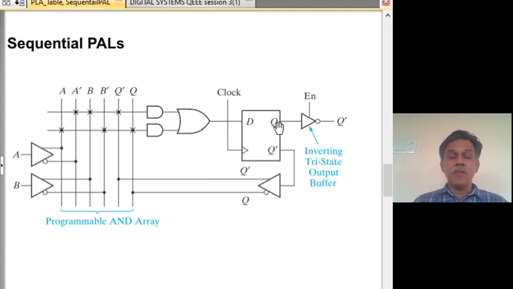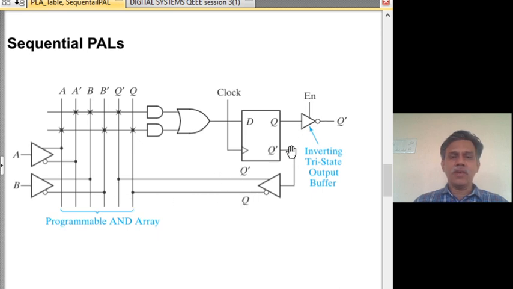So, if we may require A or A bar, B or B bar, Q or Q bar, what we do is we generate all these literals and use them in a PAL to generate the corresponding next state variable and give it as the D input of the flip-flop. For example, A bar, B, B bar, as well as Q and Q bar are given here.